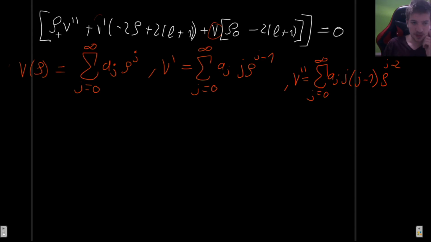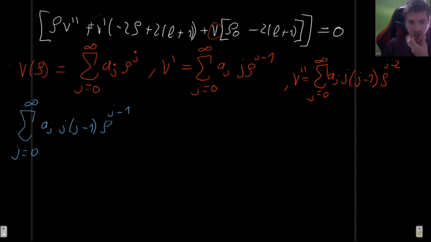Okay, so rho times v prime prime. That's going to be rho times this. So we're going to get the sum from j equals 0 to infinity of a j times j times j minus 1, and we had rho to the j minus 2, but this is multiplied by rho, so this rho will multiply each of the terms in the summation. So instead of being rho to the j minus 2, it will be j minus 1. Now we have this first derivative here, and notice that we have to multiply it by minus 2 rho plus 2l plus 1.